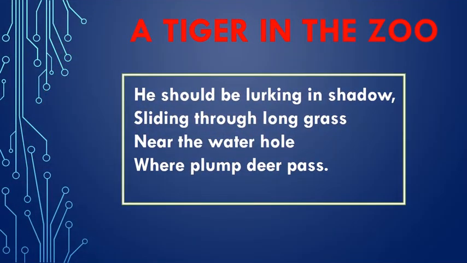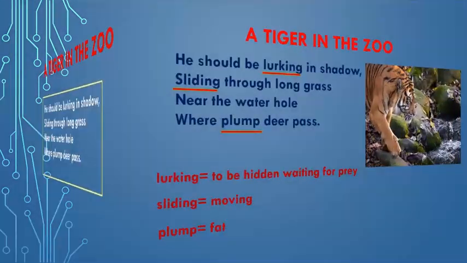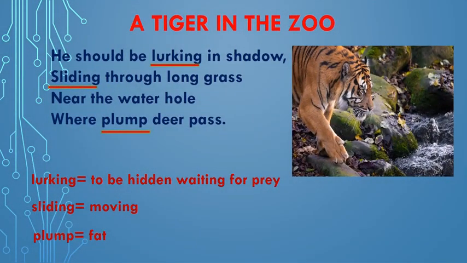Yes. Now let us understand the second stanza. All of you listen carefully. It should be lurking in shadow, sliding through long grass near the water hole where plump deer pass. It should be lurking. Yes, in the second stanza, the poet explained how the tiger lives in the jungle or forest.